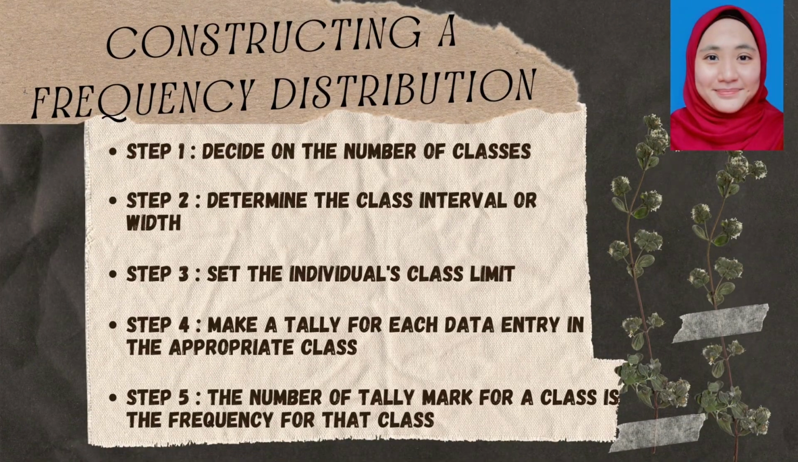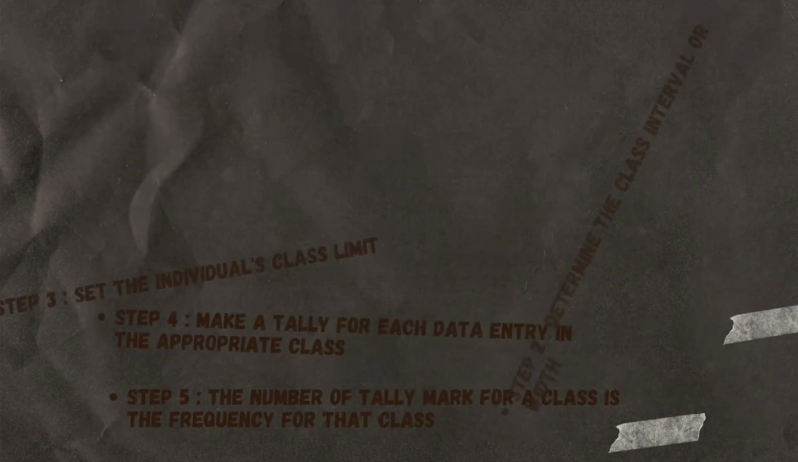Next, constructing a frequency distribution has 5 steps. Step 1 is to decide on the number of classes. Step 2, determine the class interval or width. Step 3, set the individual class limit. Step 4, make a tally for each data entry in the appropriate class. Step 5, the number of tally marks for a class is the frequency for that class.